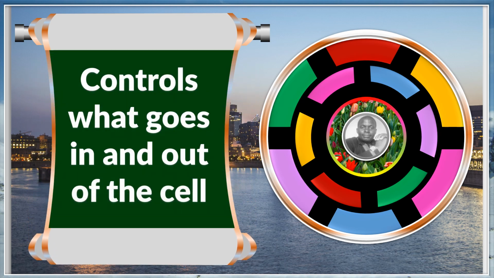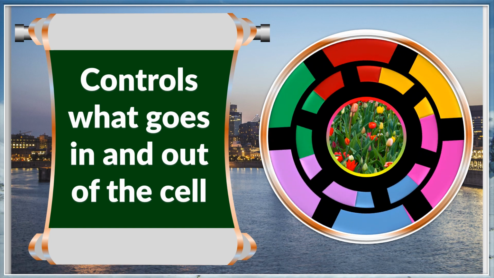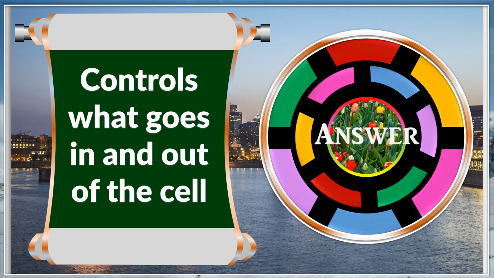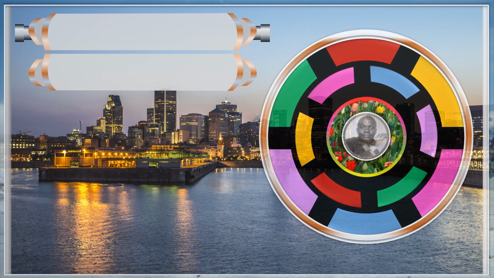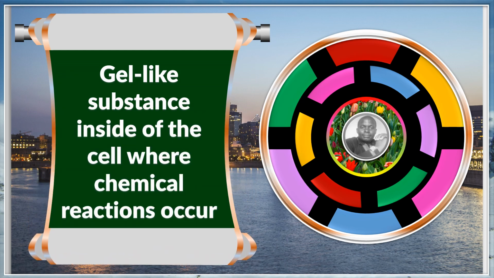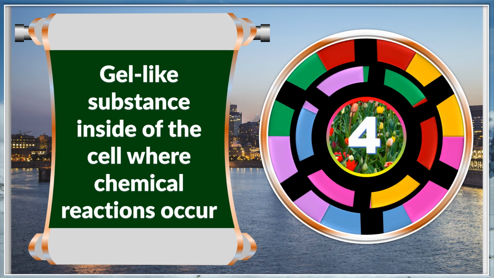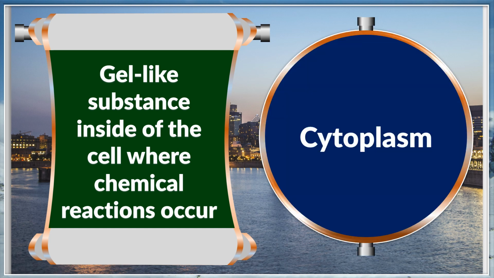Controls what goes in and out of the cell. Cell membrane. Gel-like substance inside of the cell where chemical reactions occur. Cytoplasm.